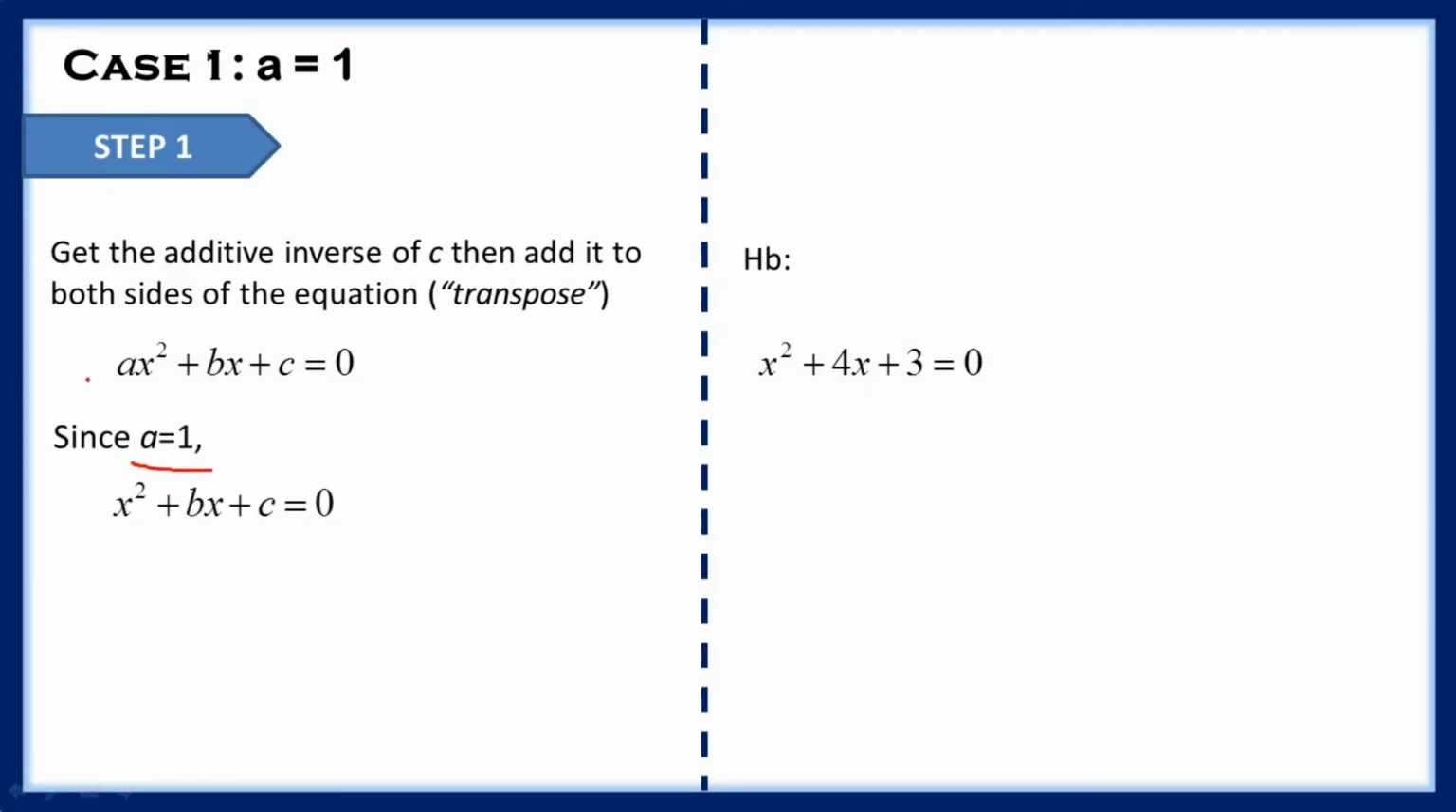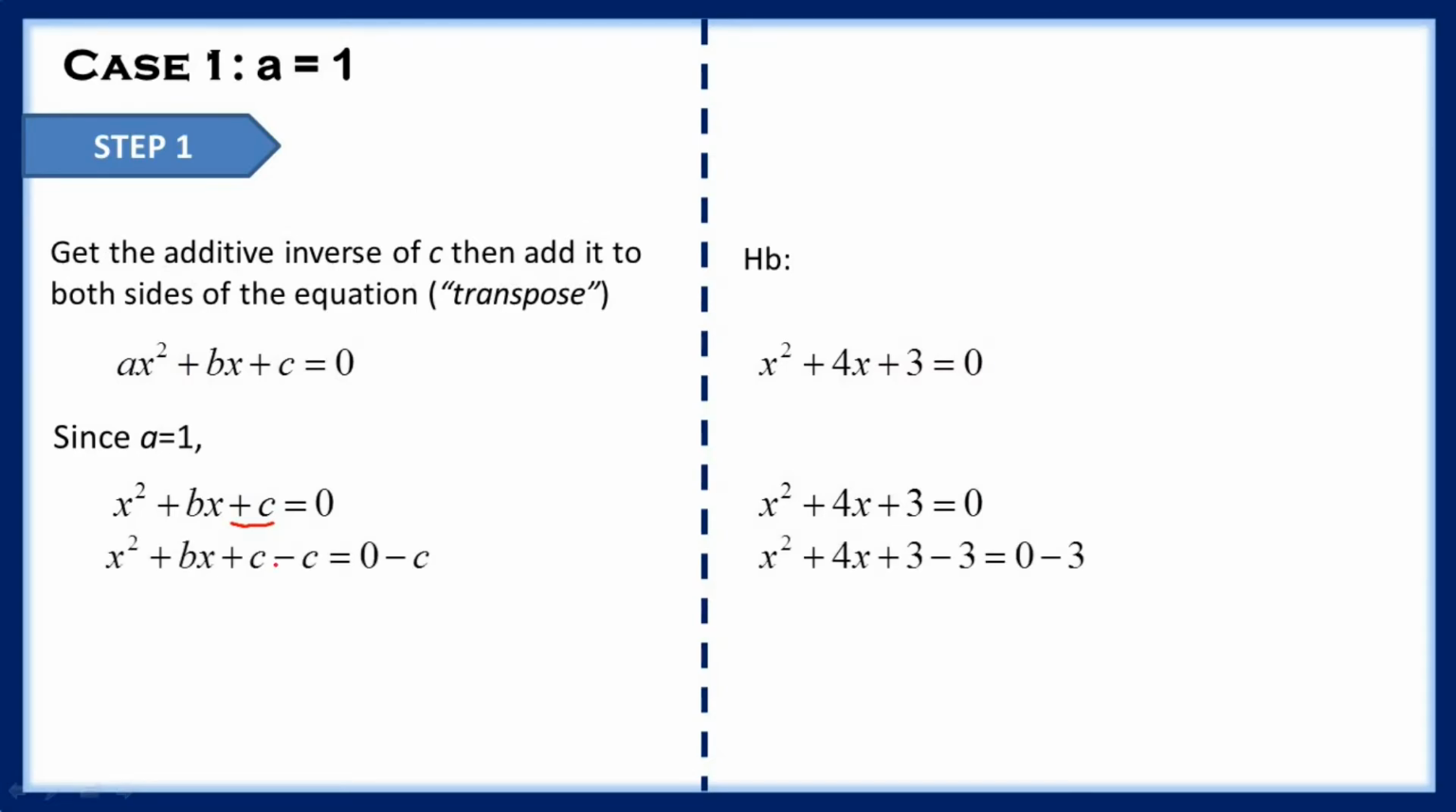Since yung a natin, this is just equal to 1, 1 times x squared, this is just equal to x squared. So, wala tayong mangyayari dito sa right side. This is for our first case, na yung a natin is just equal to 1. Next, sundan natin yung process, kunin natin yung additive inverse ni c. Ano yung i-add ko kay c para siya ay maging 0? That is equal to negative c. Kasi pag in-add ko si c kay negative c, this will become equal to 0.